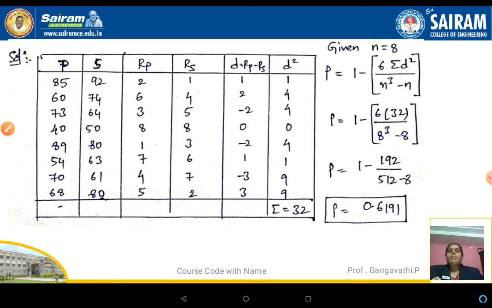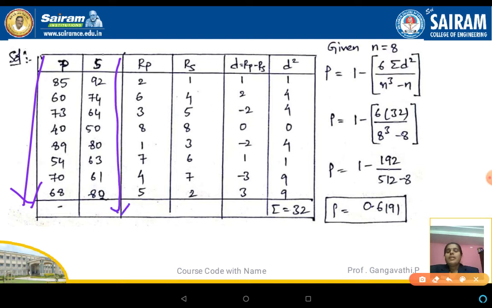So construct the table. The PUC marks of the 8 students have been recorded here, and the marks of the same 8 students in 10th, that is SSLC, are also recorded here. Now, based on the marks obtained in PUC and SSLC, we need to allocate the rank. So let us take the PUC marks first and allocate the rank.